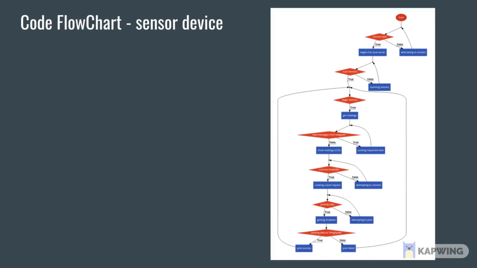The flow chart of the sensor device is as follows, where it first tries to repeatedly establish connection with the Wi-Fi, then it repeatedly tries to scan and establish connection with all the sensors, then it takes readings from the sensors. After that, it checks if there are any message requests from the Telegram feature, which we will discuss later.